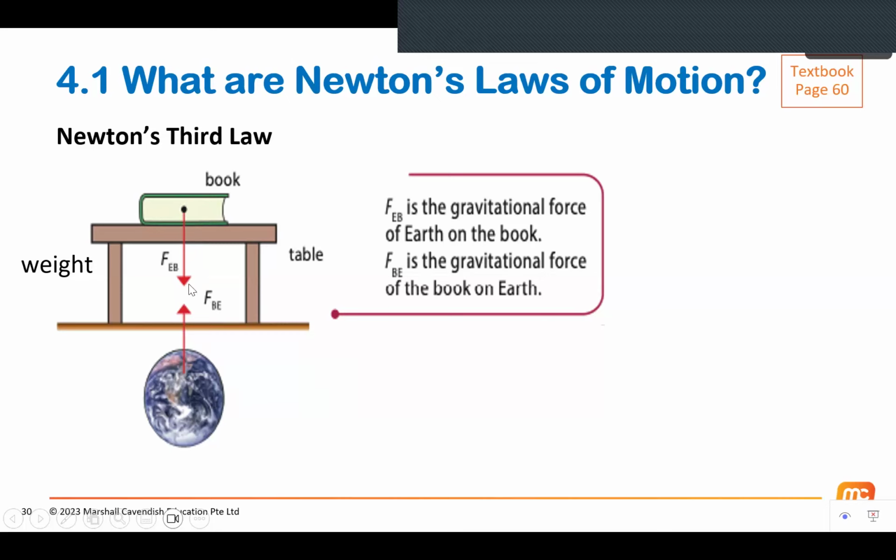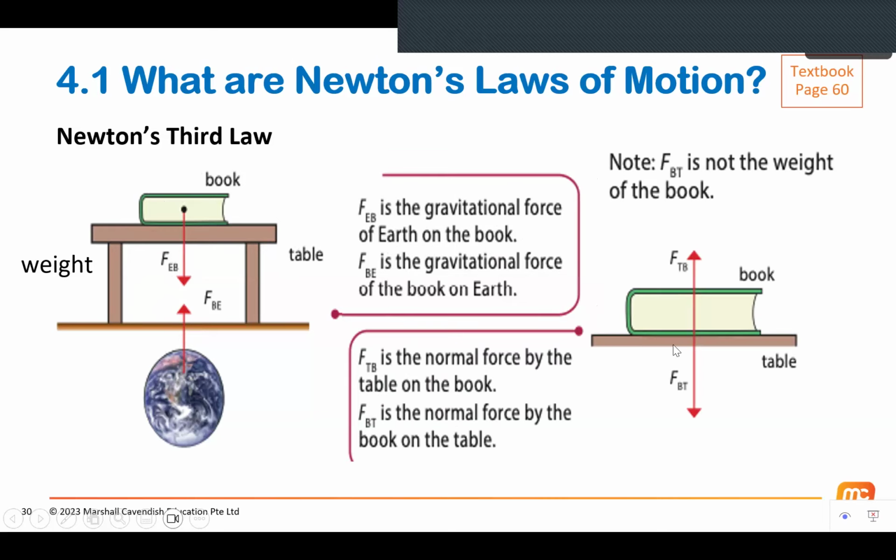So the action-reaction pair is actually the force of the book on the Earth. So the reaction pair is on the Earth, not on the book, for the action-reaction pair for weight. I repeat, this is weight, which is the force of Earth on book. And then the reaction pair will be, again, gravitational force, but now the book on the Earth. If you were to draw a force diagram, it looks like that. It doesn't all occur on the book.